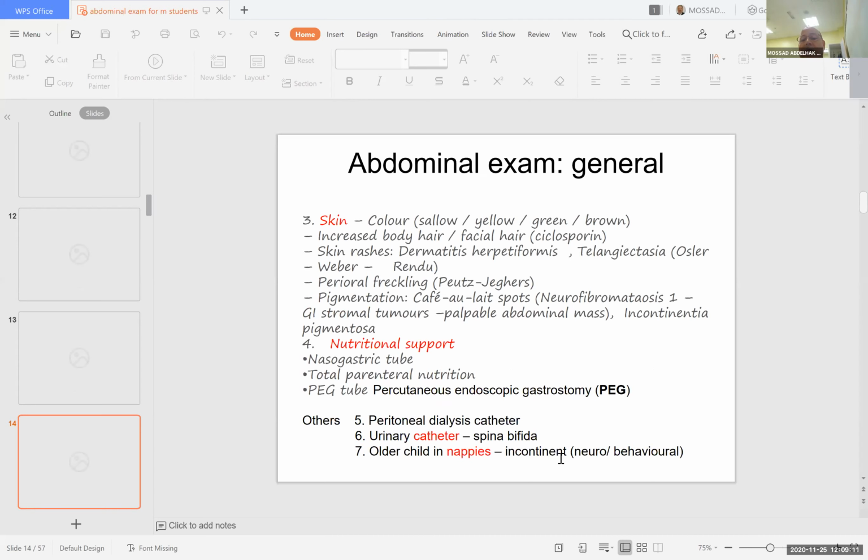What about the body hair or facial hair? It can occur with cyclosporins. Okay, about the skin rash, like dermatitis herpetiformis or telangiectasia, all this, even pigmentation like the coffee or lace spots, can appear in the abdomen.